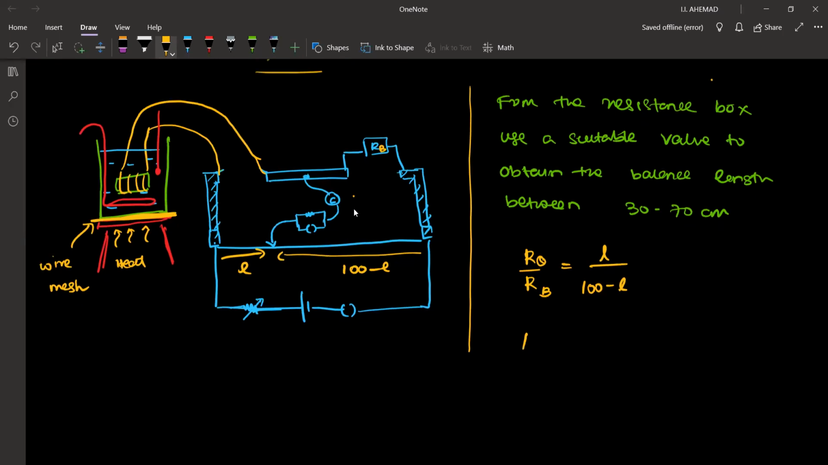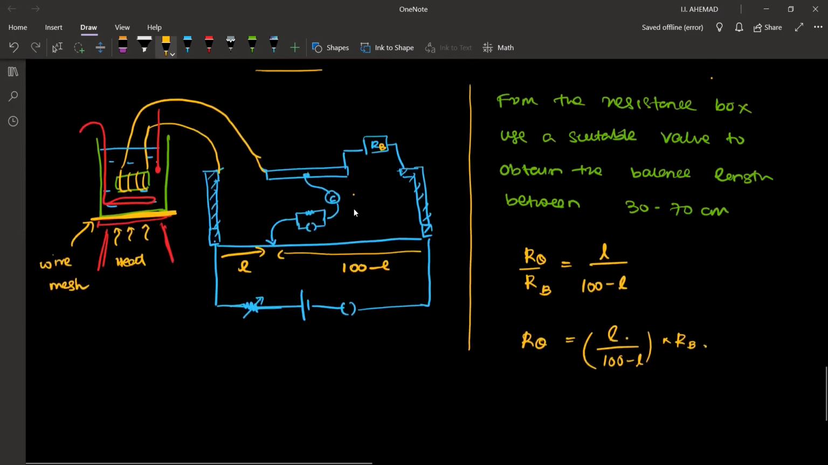So R theta is equal to L over (100 minus L) into RB. Now, this is the first point. Look, do we need the value of R theta? We need to find the value of R theta. To find the value of R theta, the value of RB is necessary. So here, if I use a rheostat, can I get the value of RB? No. Therefore, only a resistance box is suitable.